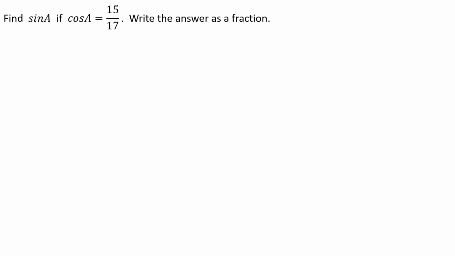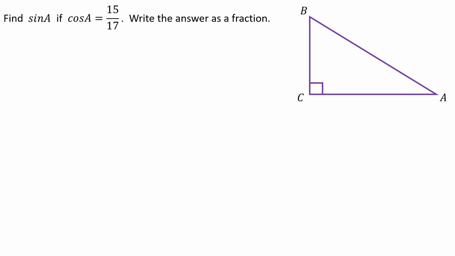This is my favorite type of question because there's no picture. It says, hey, please find sine of A if you know that cosine of A is 15 over 17. Okay, so what do I do first? Better draw a picture. If a picture is not provided, I better draw a picture. And what kind of picture? Well, it better be a right triangle. We use A, B, and C unless it's directed otherwise, where C will also be the right angle.